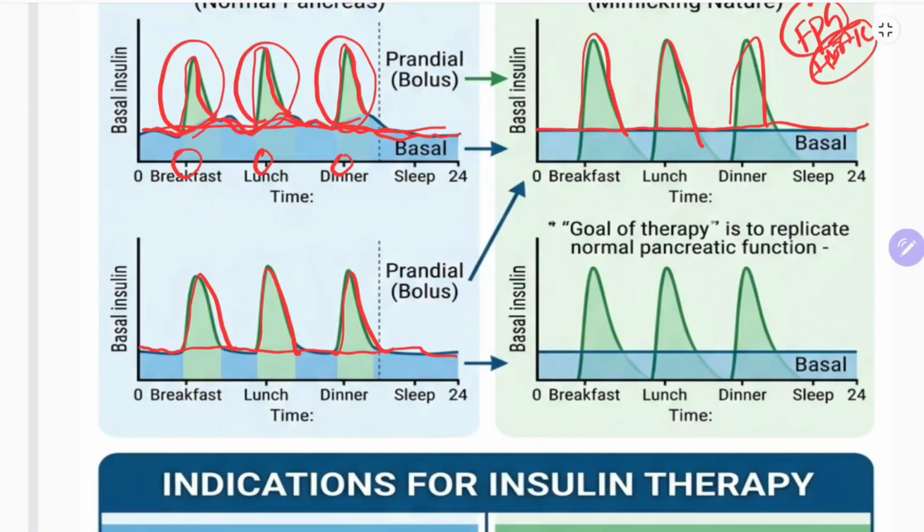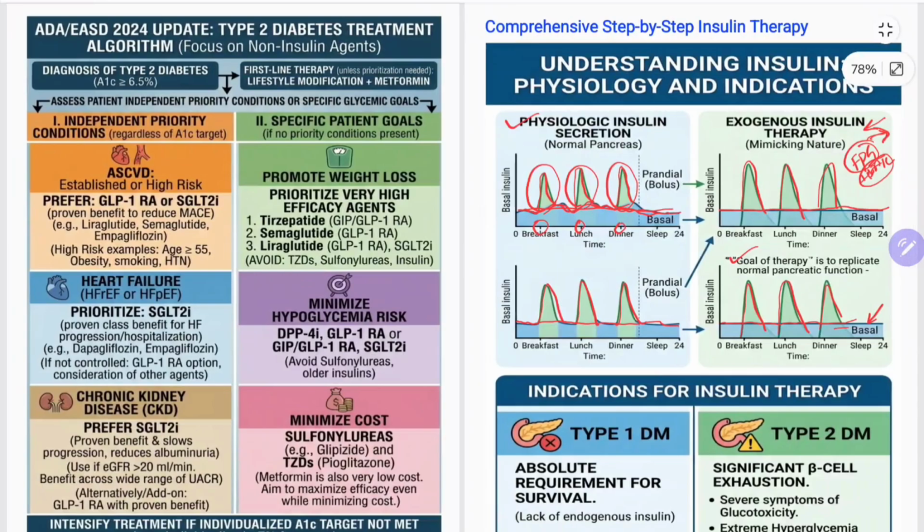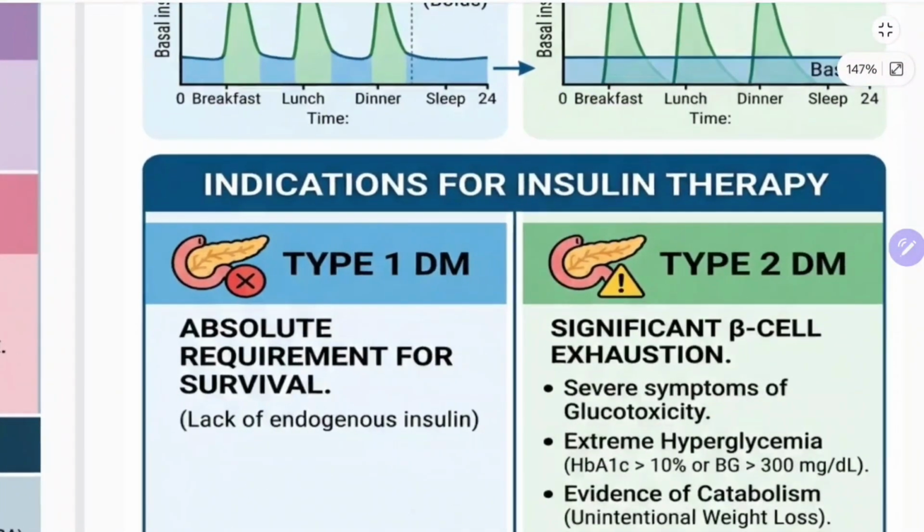So the goal of therapy is to replicate normal pancreatic function. The basic point of basal insulin is that it will not have any spike. So this is a very good insulin to mimic the basal insulin secretion, and then short acting insulins will be given to cover the prandial insulin secretions. So the physiology and concept behind insulin therapy we have discussed.